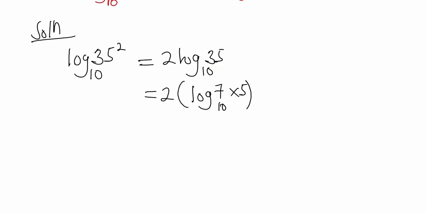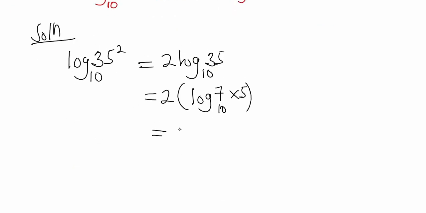Now log 7 times 5 is also a single logarithm and can be expanded by applying the laws of logarithms in such a way that at the end they are going to add. So we have 2, now we bring our brackets, so we have the logarithm of 7 base 10 plus the logarithm of 5 base 10.